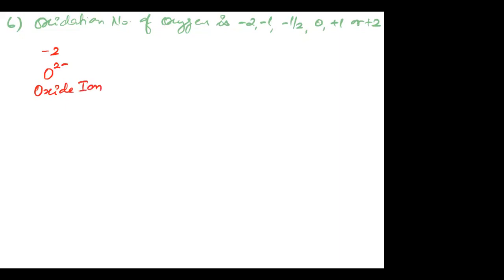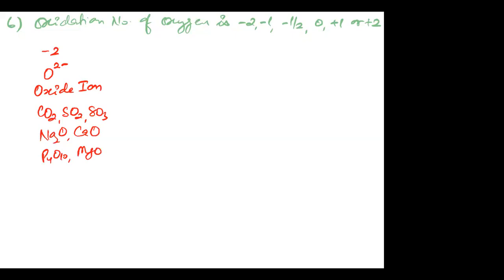This ion is known as the oxide ion. For example, if we have CO2, SO2, SO3, Na2O, CaO, P4O10, or MgO, all these compounds are oxides. So the oxidation number of oxygen in every one of these compounds is found to be -2.